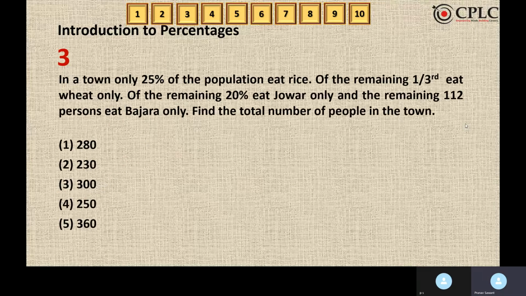In a town, only 25% of the population eat rice. Of the remaining, 1/3 eat wheat only. Of the remaining, 20% eat jowar only. And the remaining 112 people eat bajra only. Find the total number of people in the town. We can solve this question by using two methods.